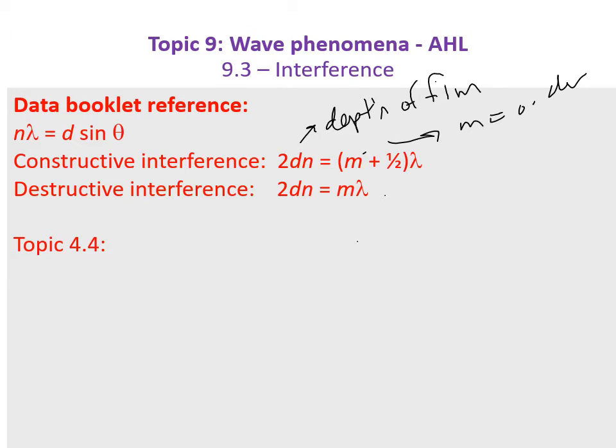Now again, topic 4.4, that's where we see Snell's law, n1 over n2 is equal to sine theta 2 over sine theta 1. But the refractive index is a ratio of the speed of light in a vacuum, c, divided by the speed of light in a medium, v. This number will always be greater than 1 because the speed of light in a vacuum is greater than the speed of light in water or glass or plastic or whatever. So the refractive index, a unitless number, equals c over v.